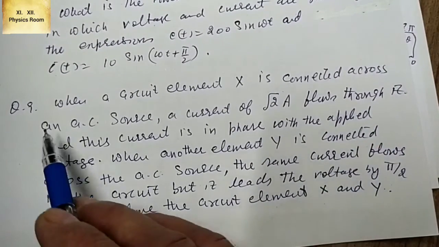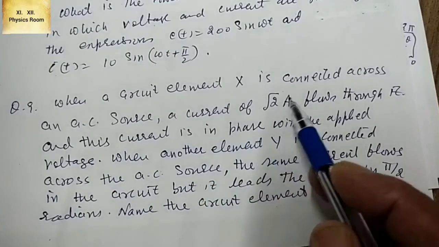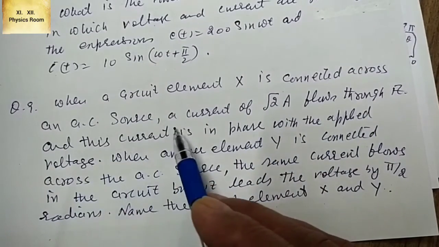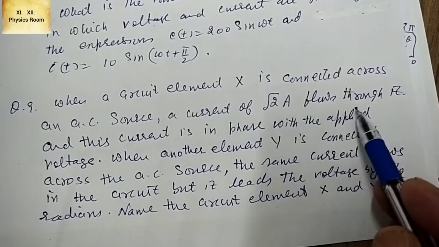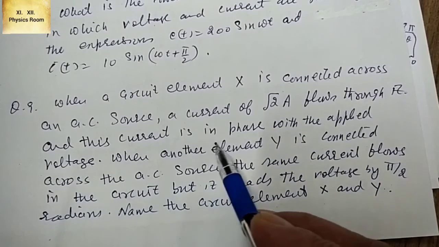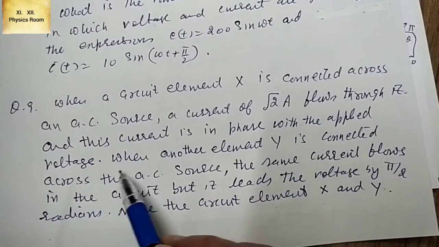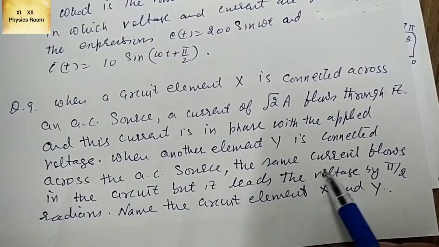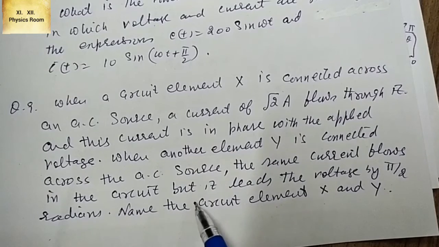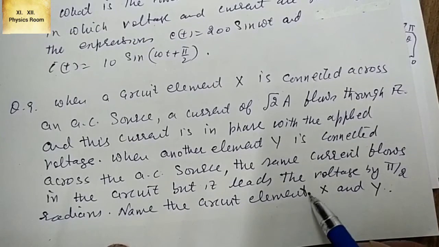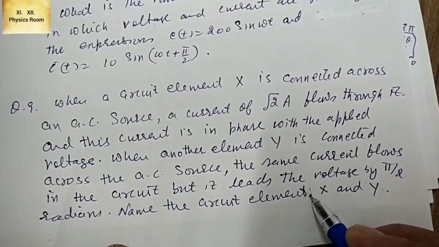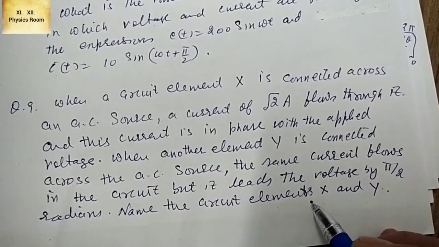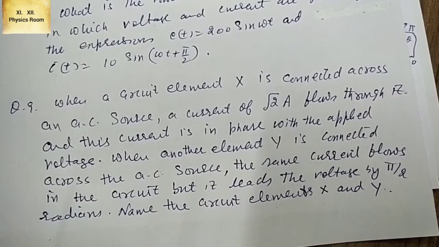Now question number 9. When a circuit element X is connected across an AC source, a current of root 2 ampere flows through it, and this current is in phase with the applied voltage. When another element Y is connected across the AC source, the same current flows in the circuit, but it leads the voltage by pi by 2 radians. Name the circuit elements X and Y.